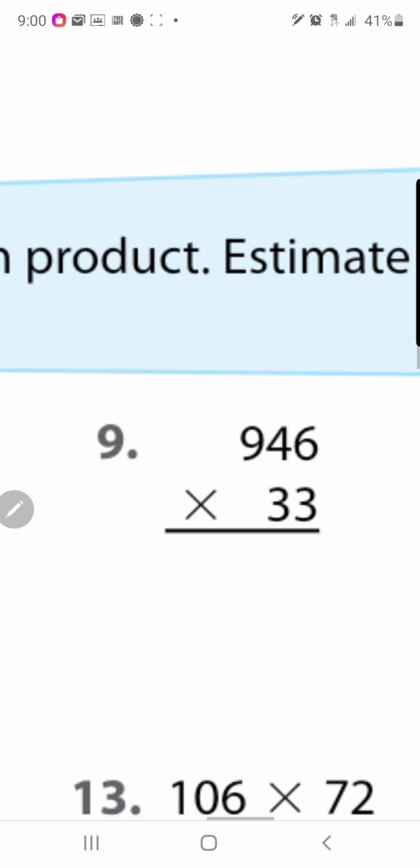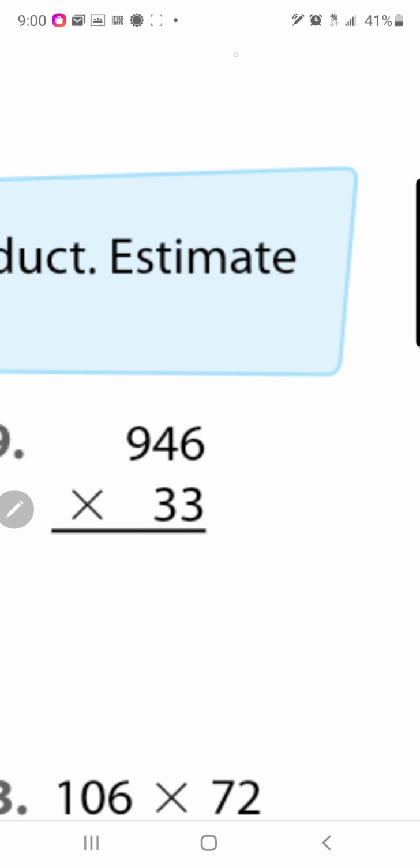Let's try number 9 again. Let's go over here. Let's go ahead and get going. 3 times 6 is 18. Carry the 1 over the tens place. 3 times 4 is 12, plus 1 more is 13. Carry the 1 in the hundreds place. 3 times 9 is 27, plus 1 more is 28. Get rid of those regroup numbers.